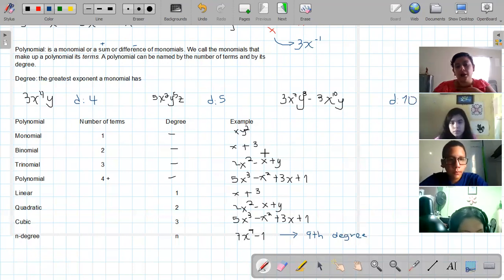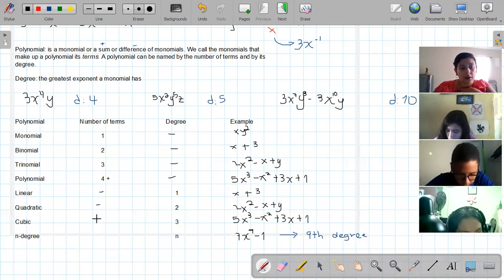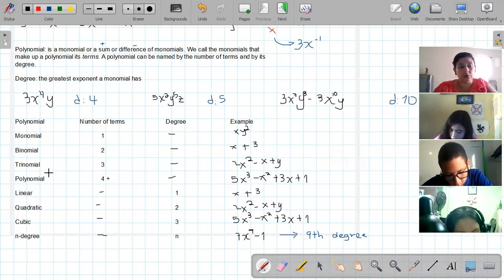I have another example in here, x plus 3. If we have 3 terms, we're going to call it trinomial. The example would be 2x squared minus x plus y, okay? That would be the name according to the amount of terms. If we call it according to the degree, this will be a degree 2. We're going to go back to that again.